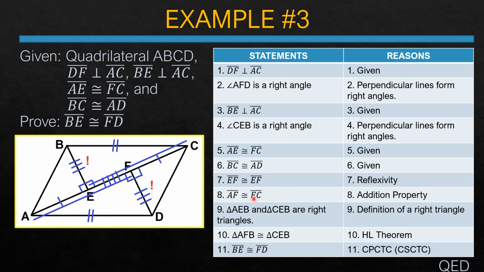Statement 8 states that line segment AF is congruent to line segment EC by addition property. Statement 9 is a consequence of statements 2 and 4. Triangle AEB and triangle CEB are right triangles, by definition of a right triangle. Statement 10 states that triangle AFB is congruent to triangle CEB by the HL theorem.